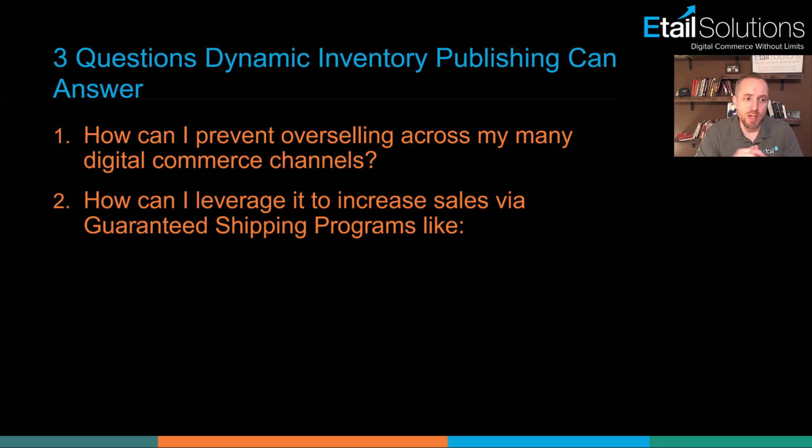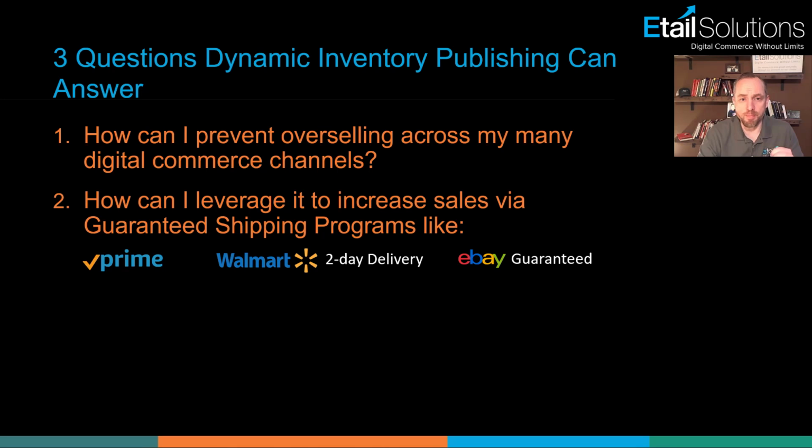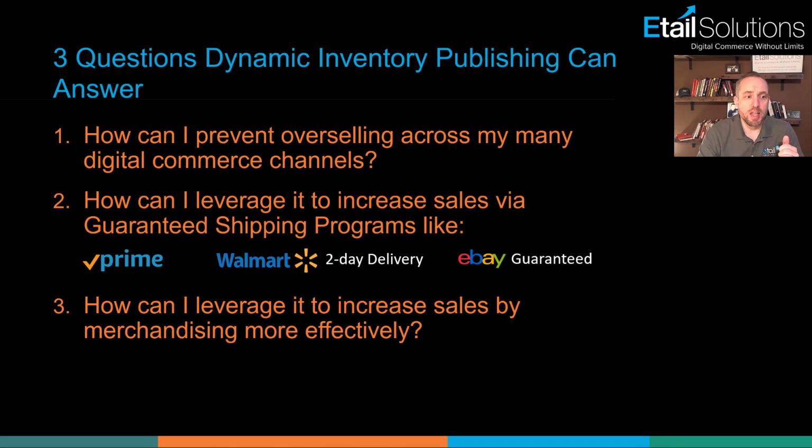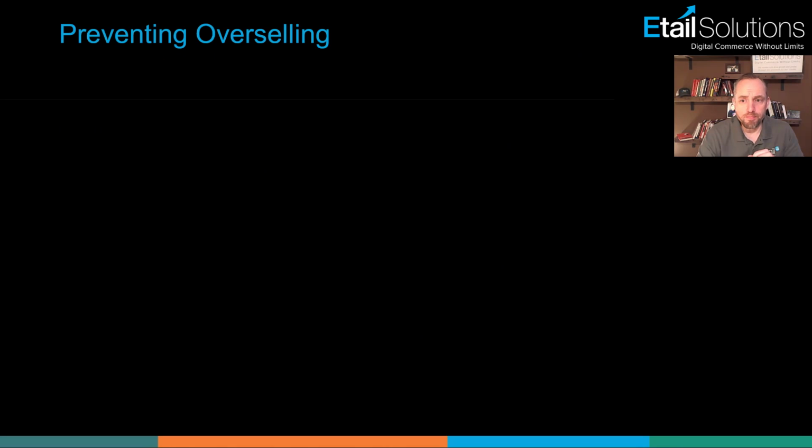The second question it can answer is, how can I leverage distributed logistics to increase sales via some of these guaranteed shipping programs, things like Amazon Prime, things like Walmart 2-Day, and eBay Guaranteed. The third question here is, how can I leverage it to increase sales by merchandising more effectively? So let's dive into the first issue here of preventing overselling.